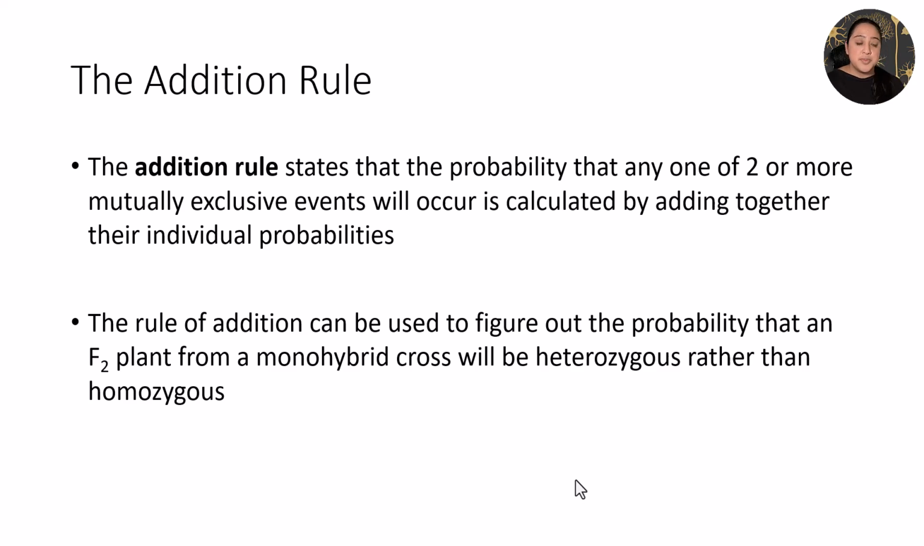And so that was the multiplication rule. And the addition rule states that the probability that any one of two or more mutually exclusive events will happen is calculated by adding together their individual probabilities. And so you could try to figure out, okay, what if I do this cross, and I want to see how many are going to be heterozygous? Or how many times is it going to be heads on one side and tails on the other side, or vice versa. So then you do the addition rule.